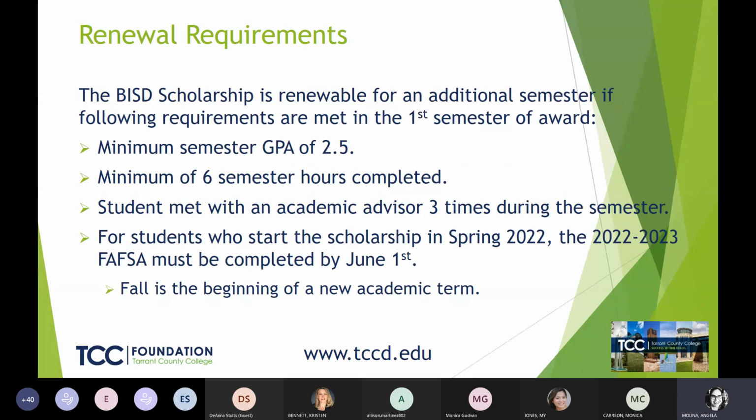Now that you have it for your first semester, what do you have to do to maintain it for that spring, or second, semester? It is renewable for an additional semester if the following requirements are met in the first semester of the award. By the end of your first semester, you have to have completed a 2.5 GPA or higher, completed 6 semester hours, and met with an academic advisor 3 times during the semester.